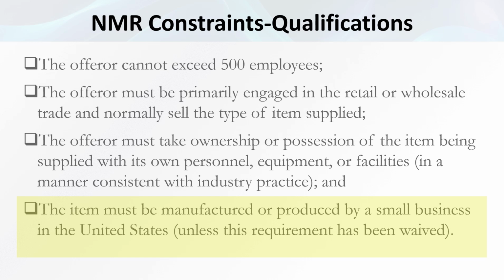Lastly, the reseller must sell an item manufactured or produced by a small business in the United States. This constraint even applies to kit assemblers. That is, at least half of the items, measured by total value, in the assembly kit must be made by a domestic small business. In order to avoid providing a small business product, a waiver must be obtained.